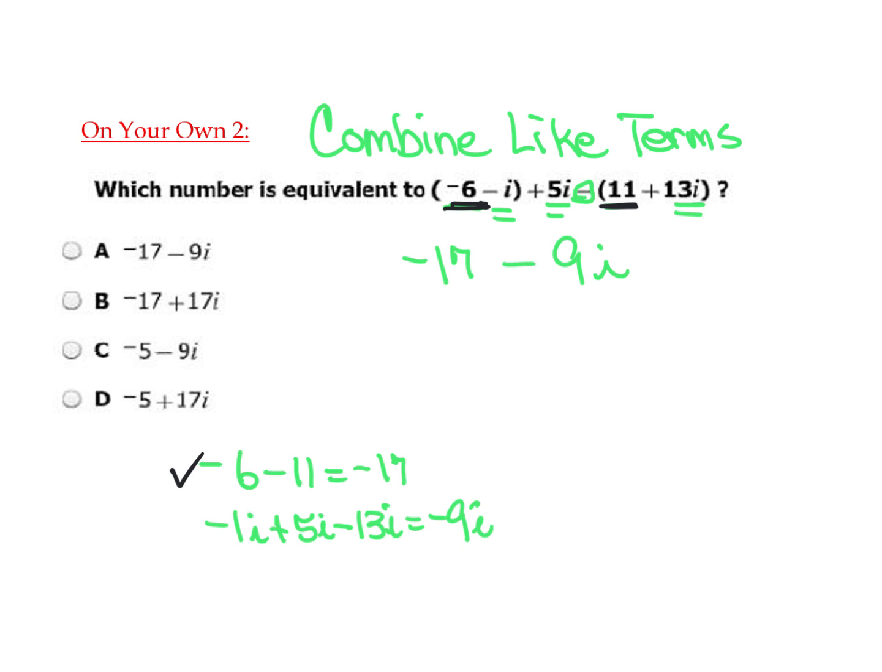Then I do my i's. I have -i, I have 5i, and I have 13i. So on Desmos, I'm writing this in as -1 plus 5, and I am subtracting the second imaginary part, which is -13. Therefore, when I simplify that, I'm going to end up with -9, so it would be -9i. The correct answer would have been answer A.